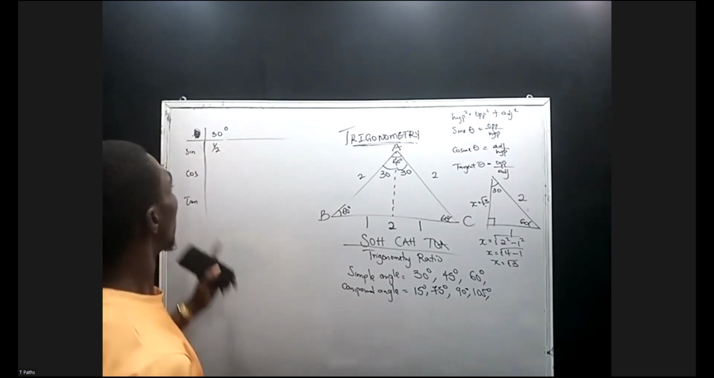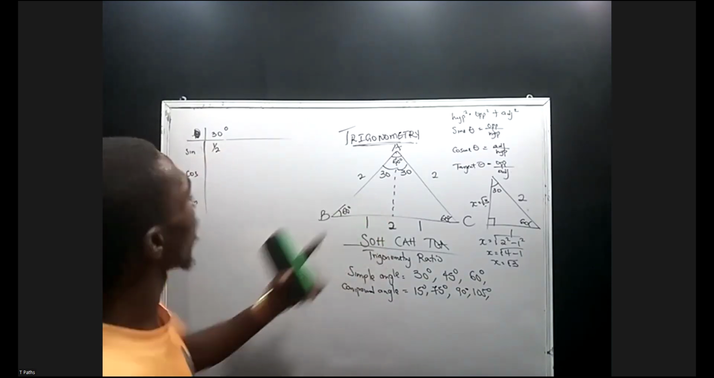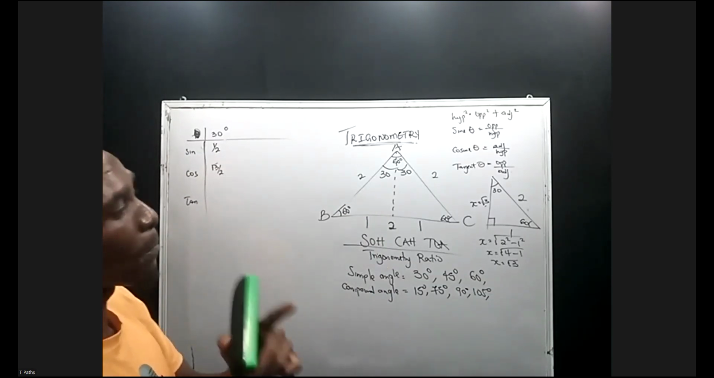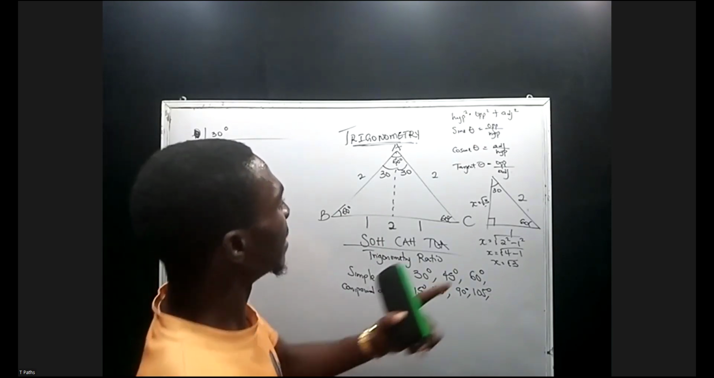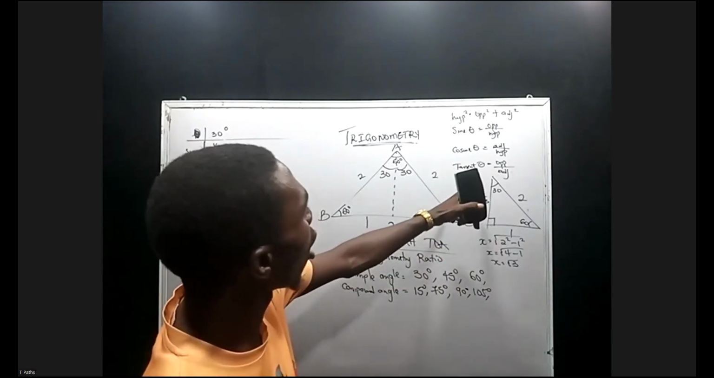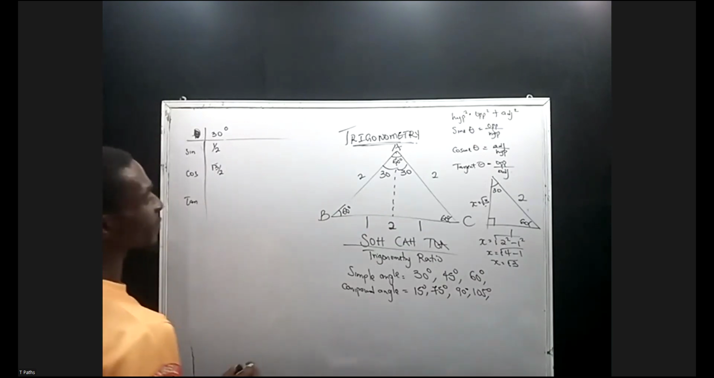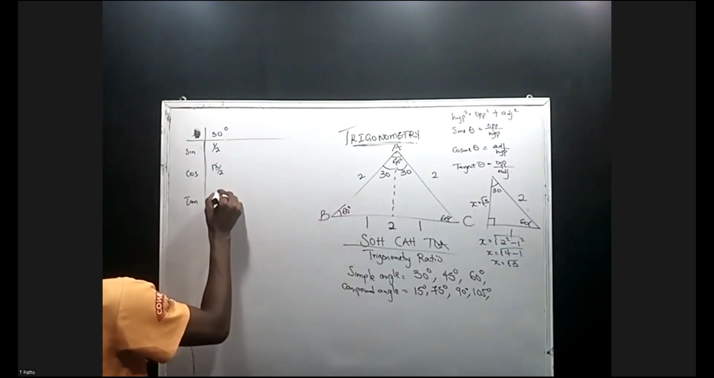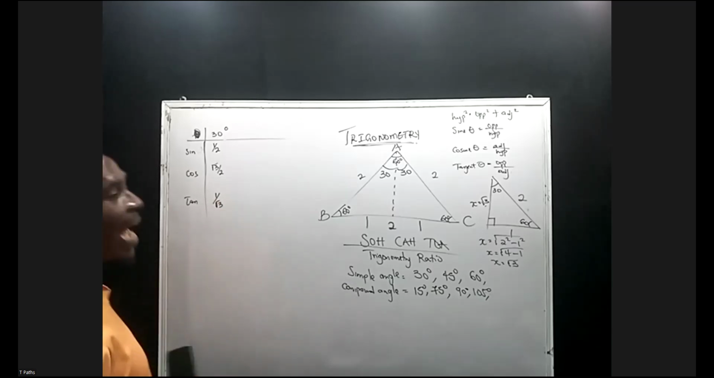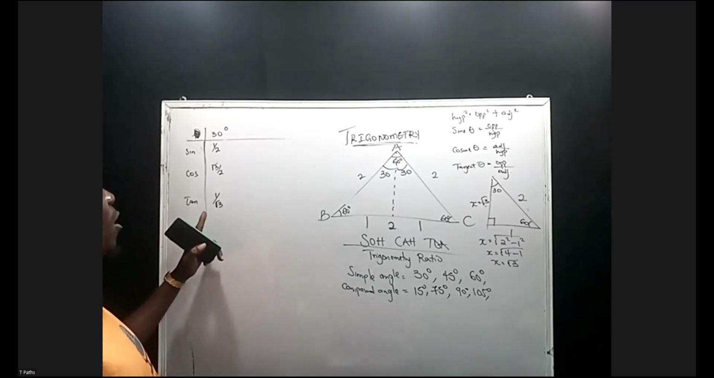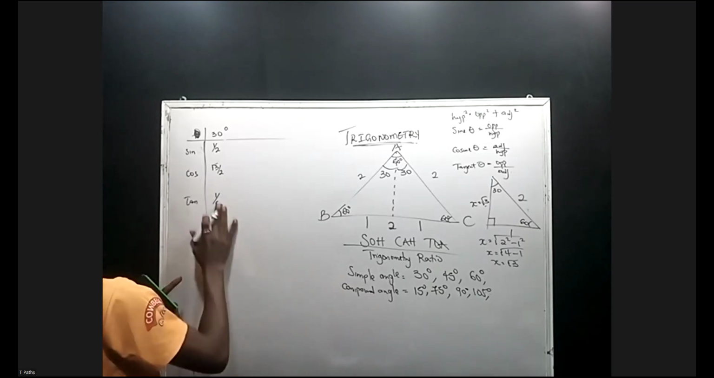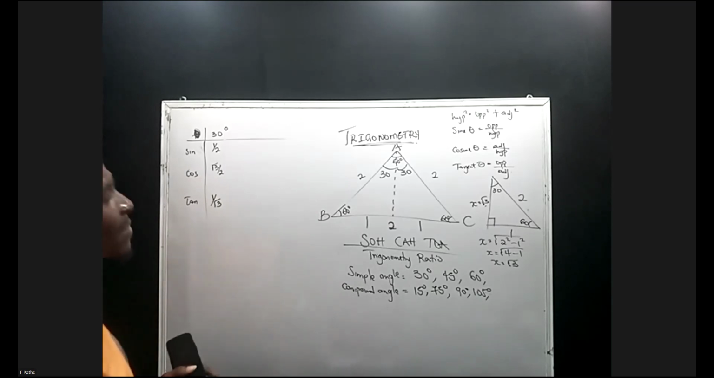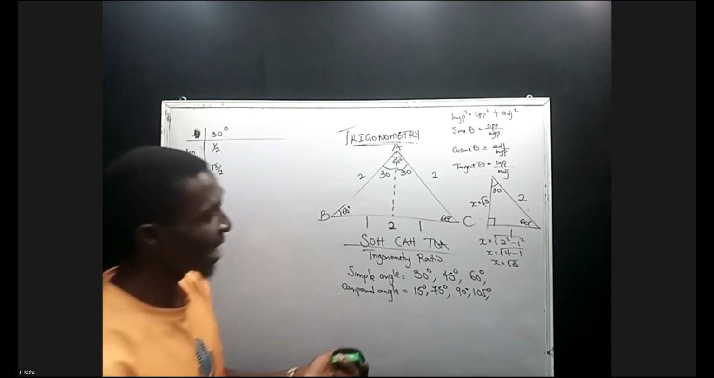Now, if you check your calculator for cos 30, you will have √3/2, which is the same as 0.8660. Then the last one is the tangent of 30. Tangent of 30 is the opposite over adjacent, and that is 1/√3. In short form, I will write it as √3/3. It's still the same thing, but let me put it as what you can see, 1/√3, which gives 0.5774.